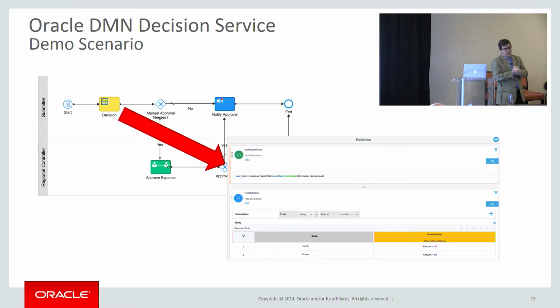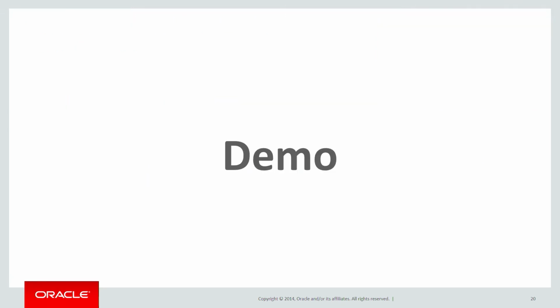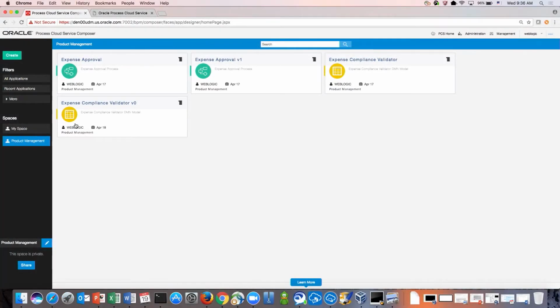Again, as I mentioned before, we're going to start with a very simple process. We're going to be adding a decision, and then we're going to be hooking it up to a decision model that we're going to be creating on the screen. So after this, we jump into another demo.